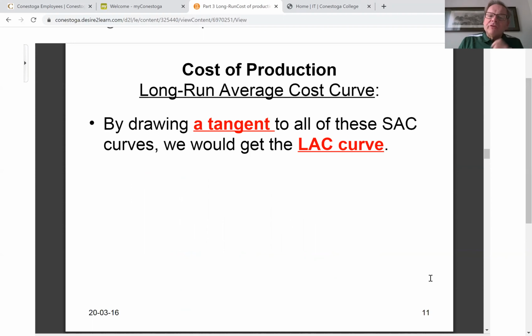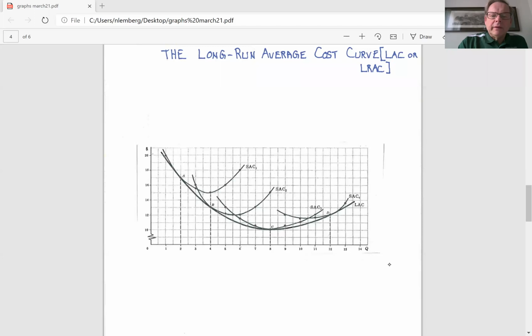By drawing a tangent to all of the short run cost curves, we get the long run average cost curve. So let's go back to the graph. And here we got it again. The long run average cost curve is the tangent to a series of short run cost curves. And in this diagram, it's labeled LAC, the long run average cost curve. Now let's go back.